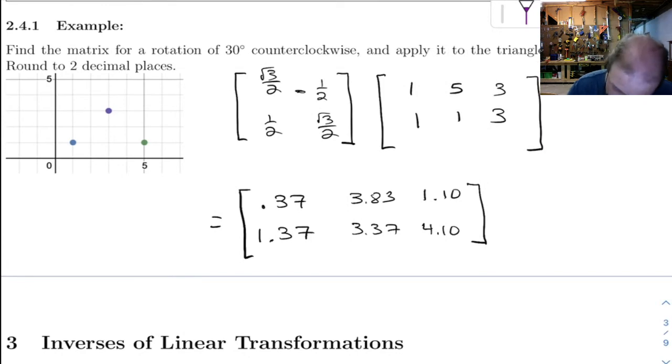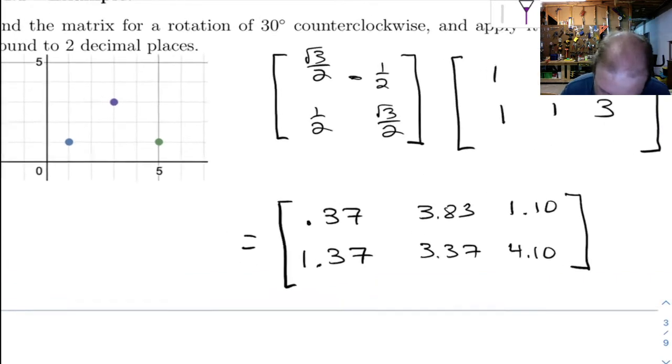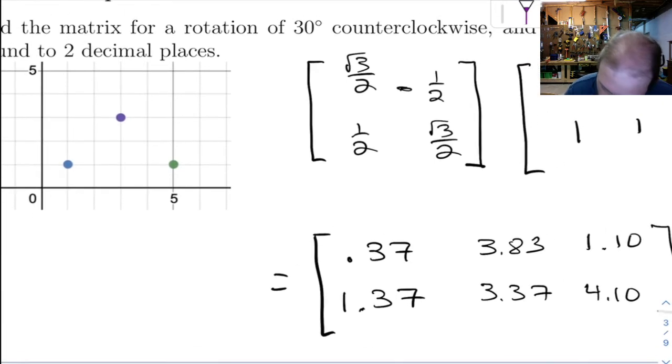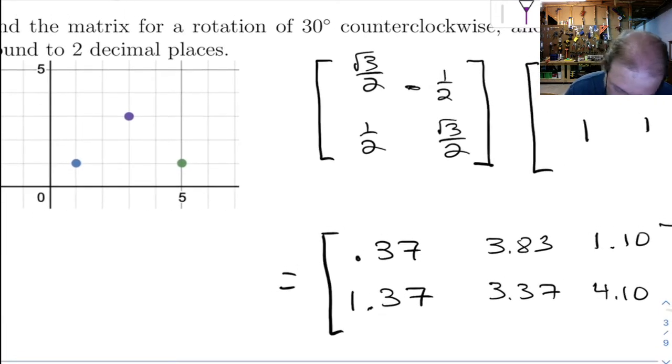So now let's plot those points. Each one of these boxes is 1. So that first point is going to go to about 1/3, then 1 1/3. That's close enough. Then 3.8 and 3.4, so that's going to be here-ish. And then 1.1 and 4.1, so that's going to be about right there.